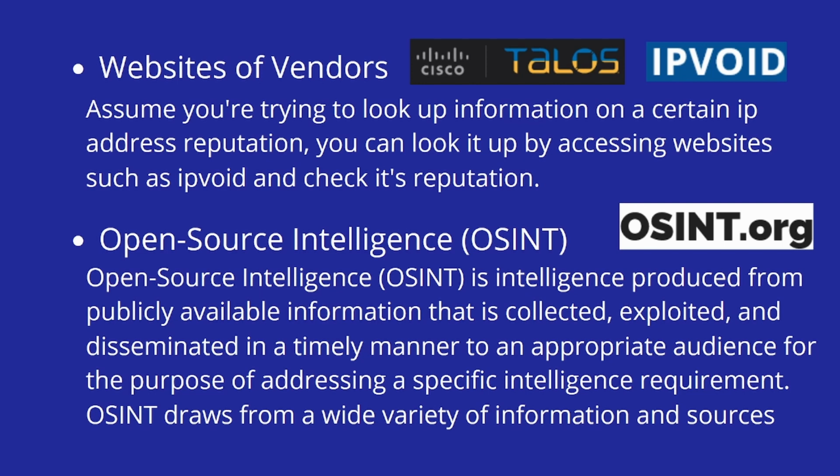Open source intelligence, OSINT. Open source intelligence is intelligence produced from publicly available information that is collected, exploited, and disseminated in a timely manner to an appropriate audience for the purpose of addressing a specific intelligence requirement. OSINT draws from a wide variety of information and sources.